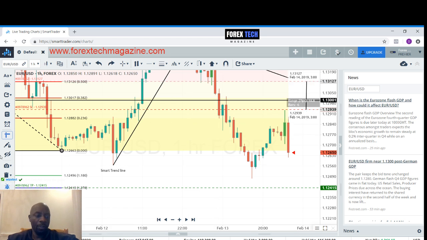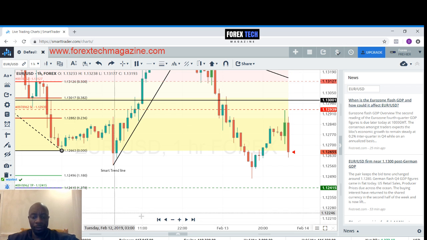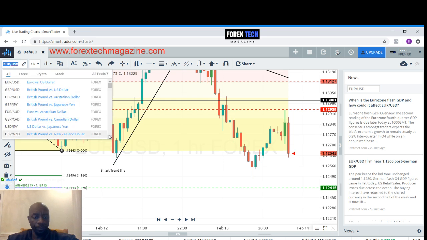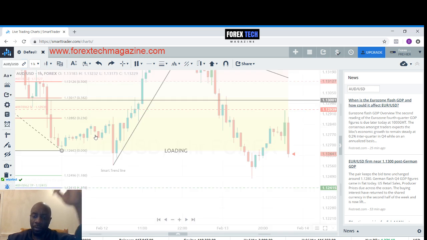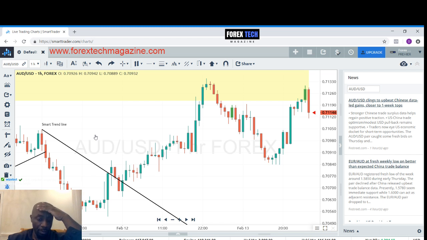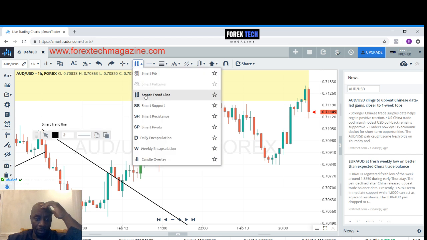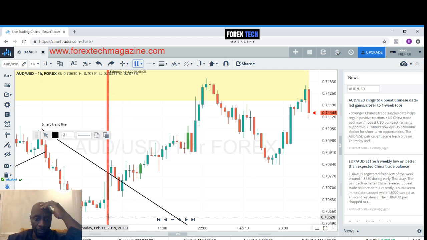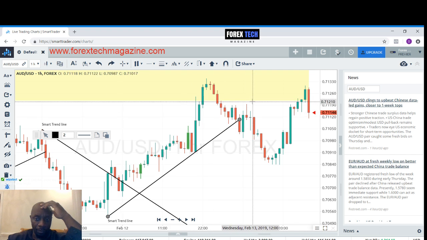Yeah, so 18 pips. So it's about 600 maybe or so. Anyway, what's the next one? The next one is Australian US dollar. This one we got out of a while ago. Let's see if there's any opportunities to get back in.